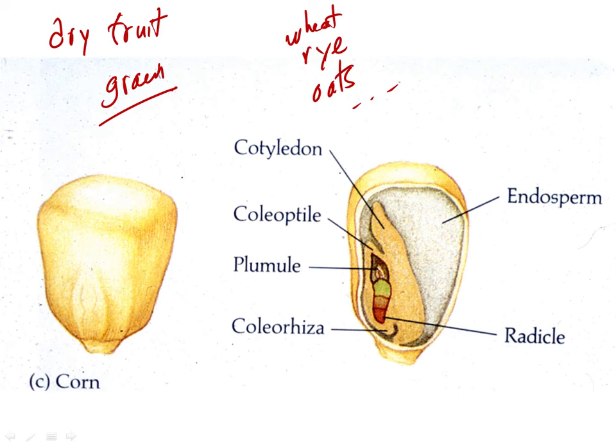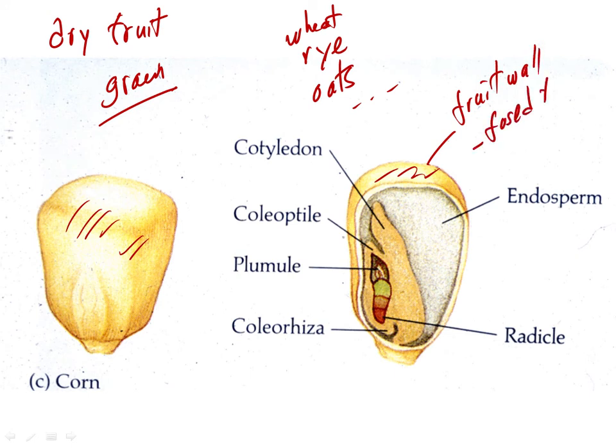And so the structure of a grain is that this outer wall, this yellow wall here, that is the fruit wall. And that fruit wall is fused to the seed coat. So the fruit wall is fused to the seed coat. You can't tell them apart. You'd have to take a section of them, make those sections like we have in class, and then you could with difficulty see that there's two distinct layers there.